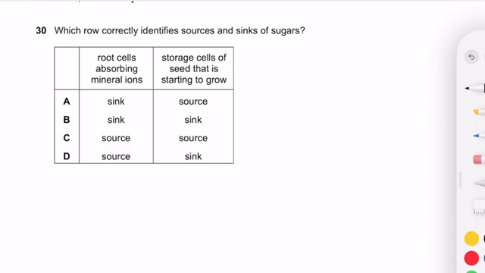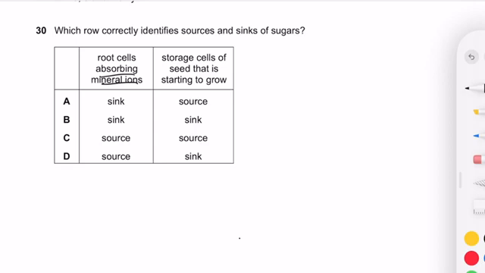Okay, number 30. Which row correctly identifies sources and sinks of sugars? Root cells absorbing mineral ions. I don't think it can be considered a source or sink. Mineral ions are transported by the xylem vessel elements. There is no source and sink in xylem, as the transport only occurs in one direction.